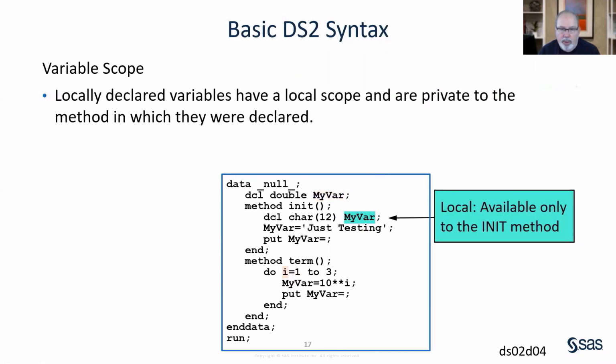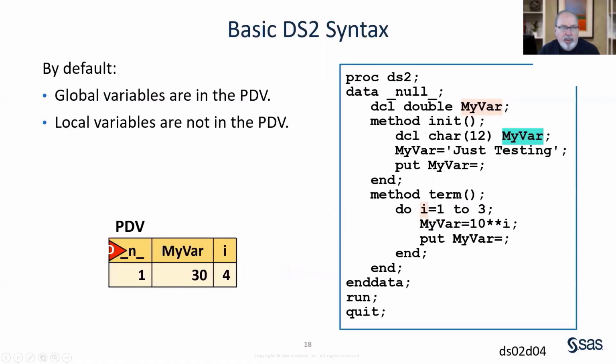Locally declared variables are available only to the method in which they are declared, and so they're local in scope. This has other implications. Global variables will appear in the program data vector, and therefore, by default, they'll be included in the result set. Local variables are never in the program data vector, and so are never included in any result set produced by a DS2 data program.